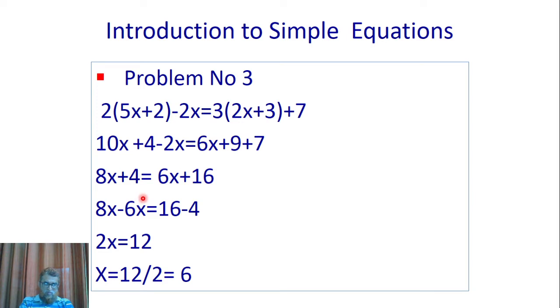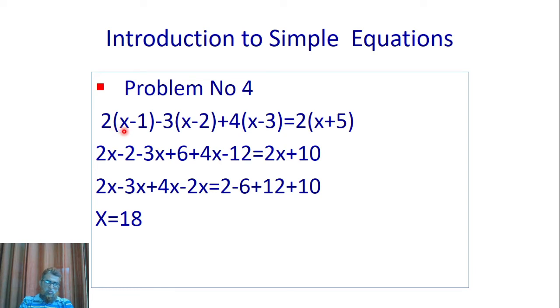Now what we do is we will put the values with x on one side, without x on another side. So 8x we write as it is, 6x we move from the right hand to left hand, so minus 6x. Then 4 we move from the left hand side to right hand side, so minus 4. So that is 8x minus 6x, this 6 is moved here, this 4 is moved here, 16 minus 4. So 8 minus 6 is 2, 2x, 8x minus 6x is 2x, 16 minus 4, 12. So x is equal to 12 divided by 2, that is 6.